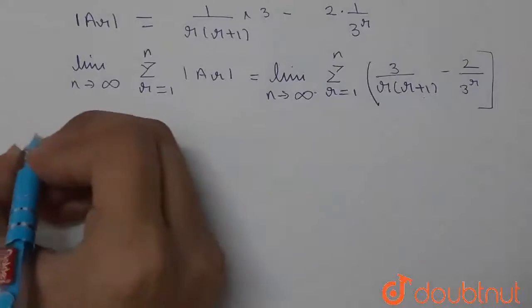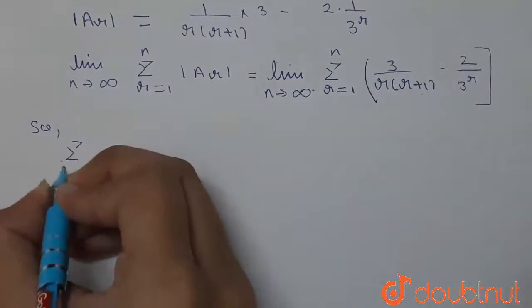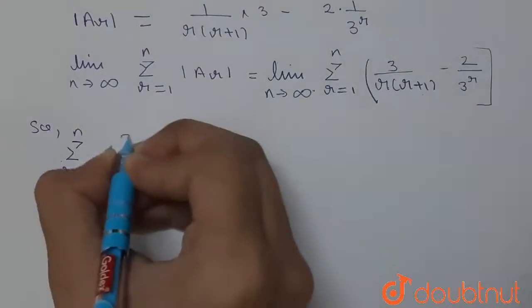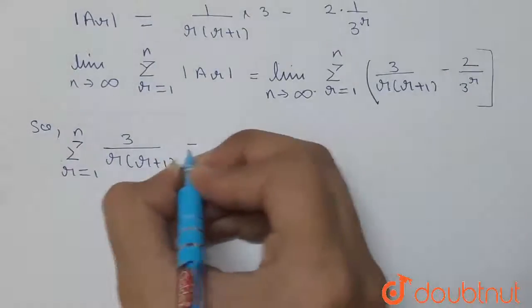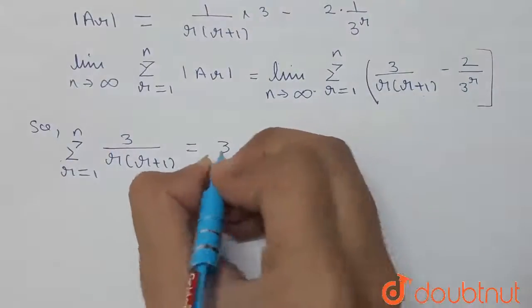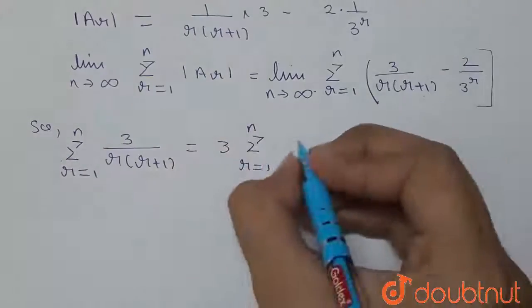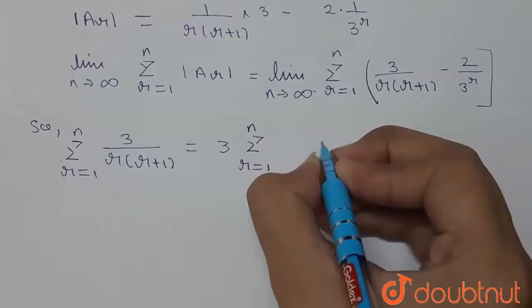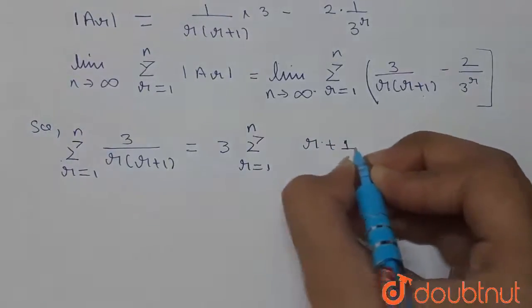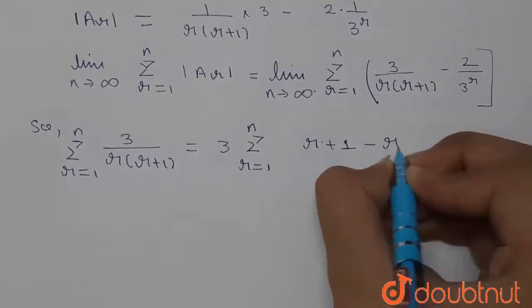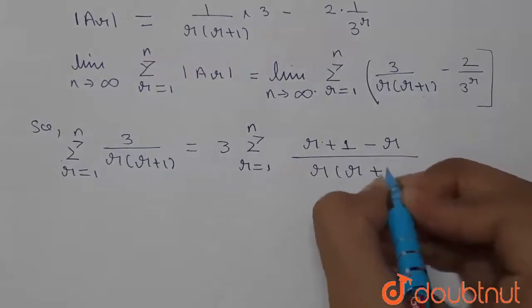So we are going to start with summation of r is equal to 1 to n, and here we have 3 upon r into (r plus 1). Here 3 is a constant, so it can be written outside. Then we have summation r is equal to 1 to n. In the numerator we have 1, so what we are going to do is add r and subtract r. And here we have r into (r plus 1).